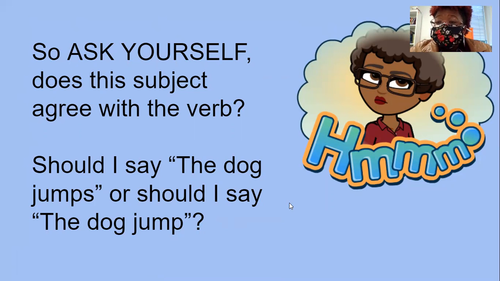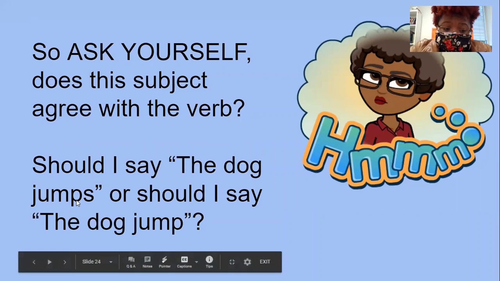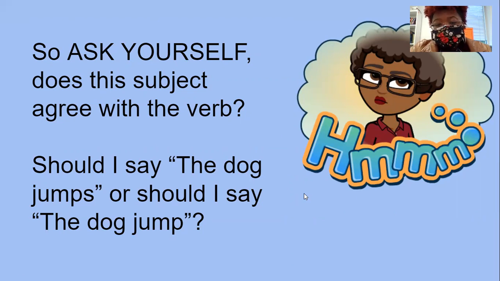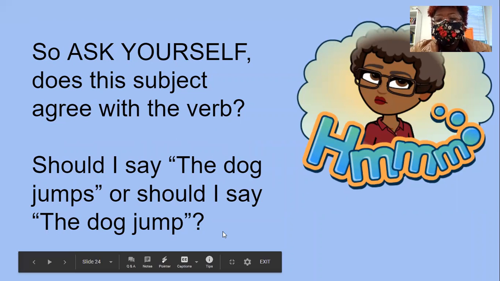When we want to make it a plural version, we want to change it to its plural form, we'll just remove the S. And when we want to move dog into the plural form, our subject, we'll say dogs. So then we'll say the dogs jump. I know that's slightly confusing. I want y'all to go ahead and practice on your own.